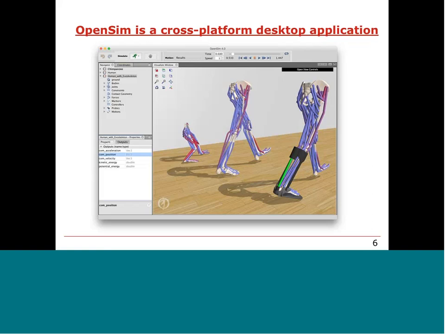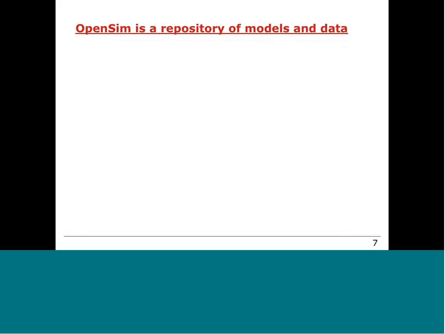So OpenSim also provides a user-friendly GUI, or graphical user interface, that allows easy access to this underlying functionality. This GUI is now cross-platform in OpenSim 4.0, running on both Mac and Windows. In the GUI, you can load and visualize models. There's also a suite of tools for importing experimental motion capture data, computing inverse kinematics, inverse dynamics, and generating muscle-driven simulations. And we'll see a little bit more about this in the demo.